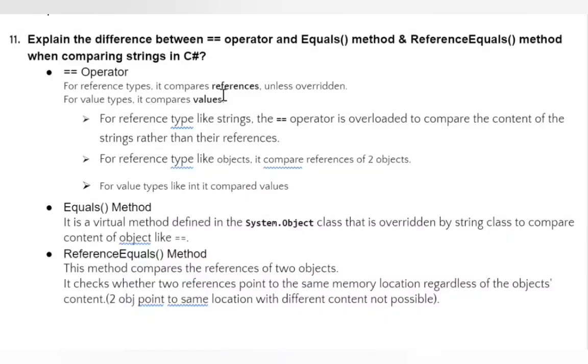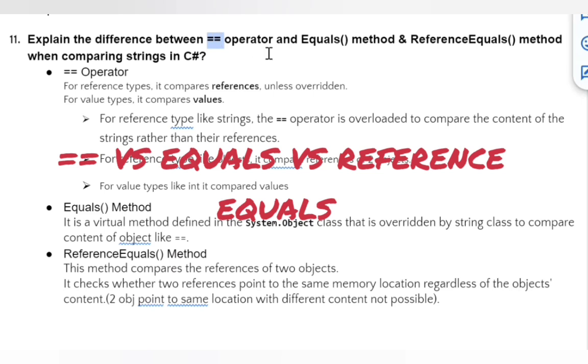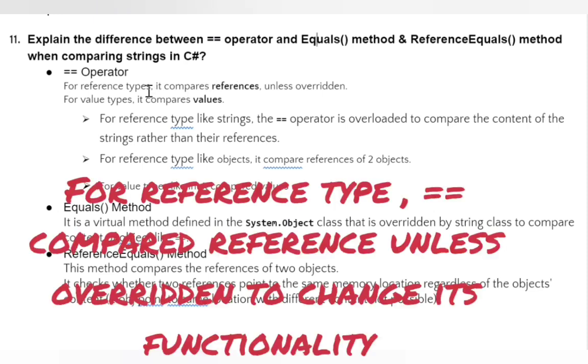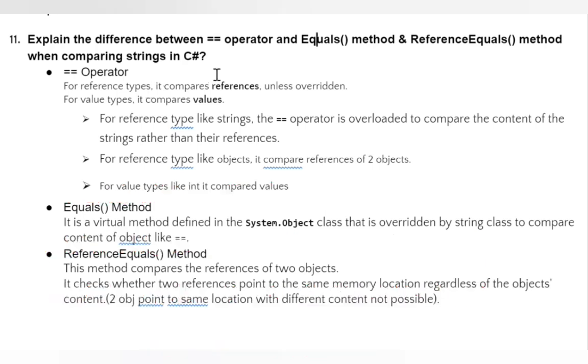Now let's understand the difference between the equal to operator, the Equals method, and the ReferenceEquals method when comparing strings. Start with the equal to operator. For reference types, like object, and string is a reference type, by nature it compares their references, not the values. But if you overwrite the equal to operator, in that case it will compare the values. For value types it always compares the values. For example, integer compares values.